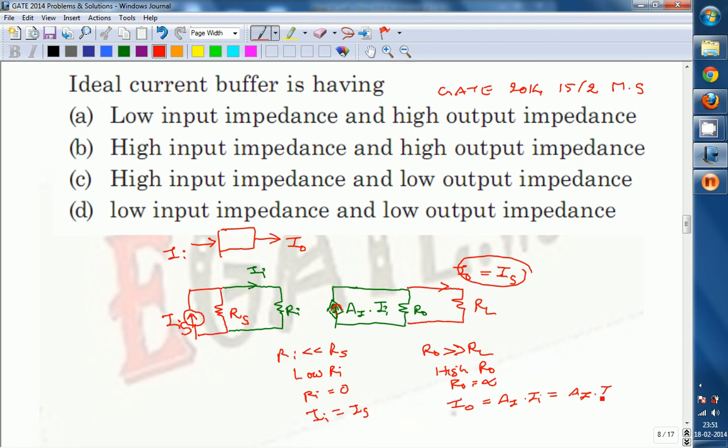that is AI times IS. For a current buffer, AI is equal to 1, so 1 into IS, which means I0 is equal to IS. This is what a current buffer is. So the required conditions for the current buffer are low input impedance and high output impedance. Low input impedance and high output impedance, so the answer is A. An ideal current buffer should have low input impedance and high output impedance.